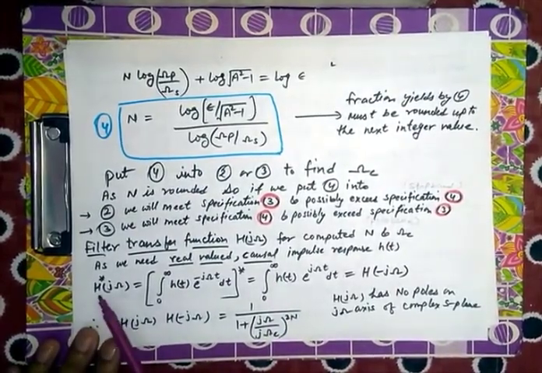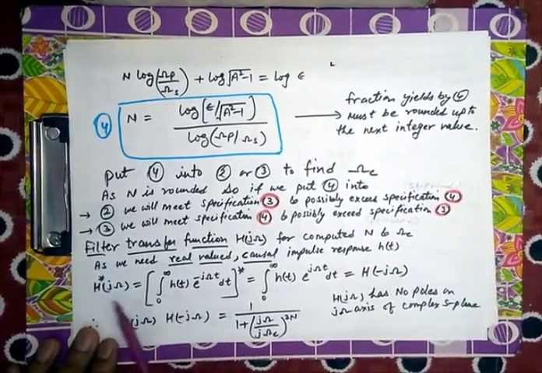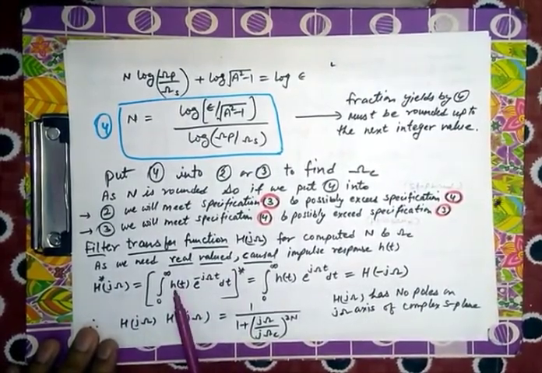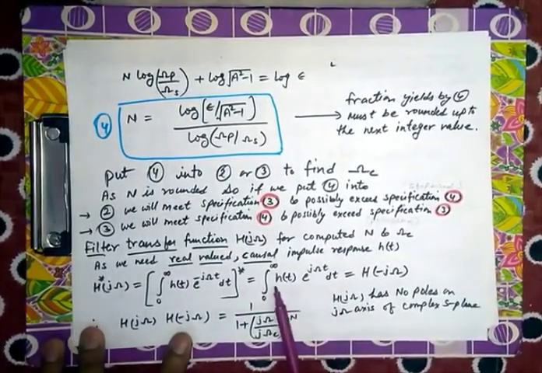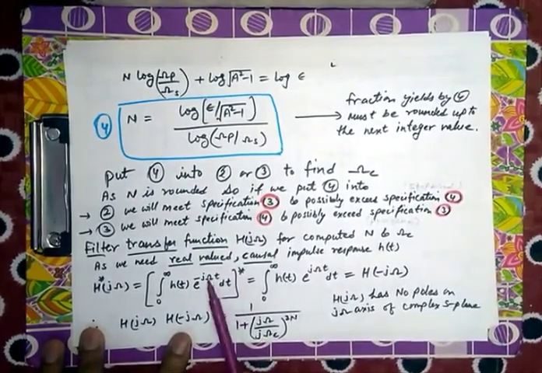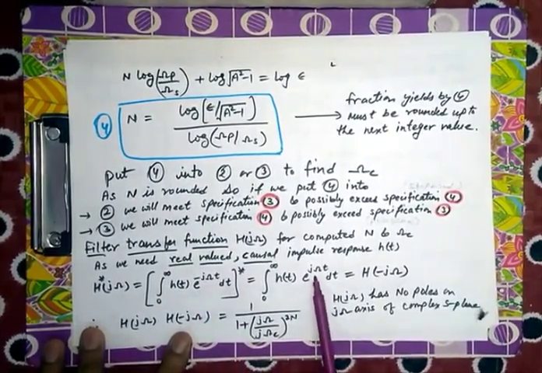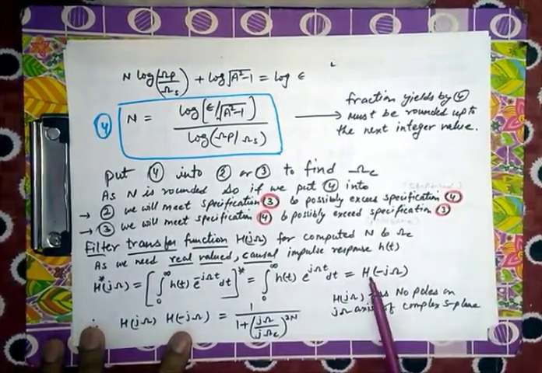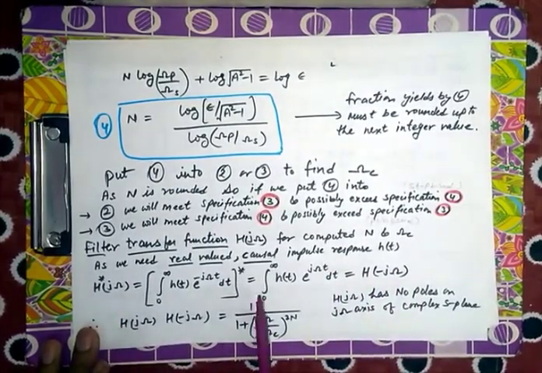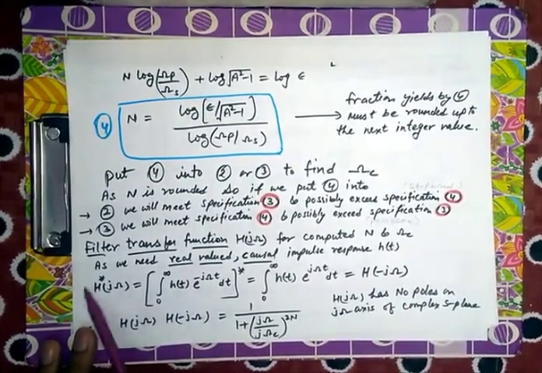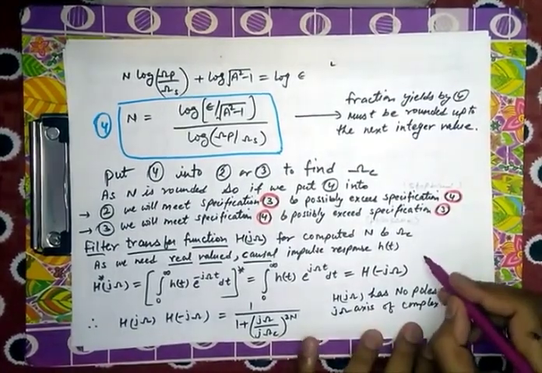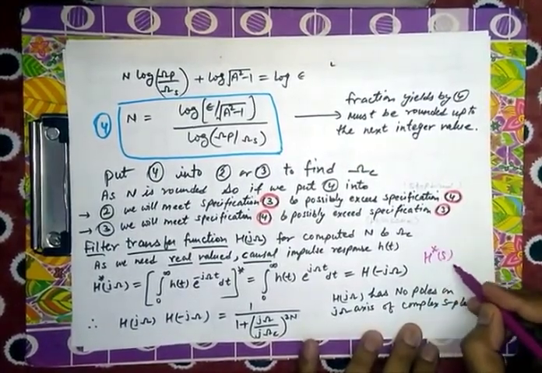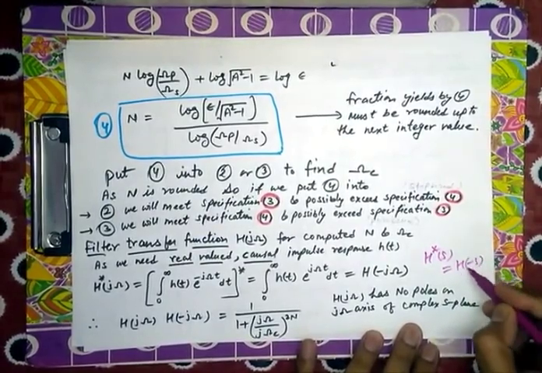So if it is real, then this property must hold true: H star, the complex conjugate of the filter, written in the Laplace domain, and its complex conjugate in the frequency domain. Further, if we put this conjugate inside, then e raised to minus j omega t becomes e raised to j omega t, or it becomes equal to H of minus j omega. So if it is real valued, then H star is equal to H of minus, or you can directly write that H star of s must be equal to H of minus s.